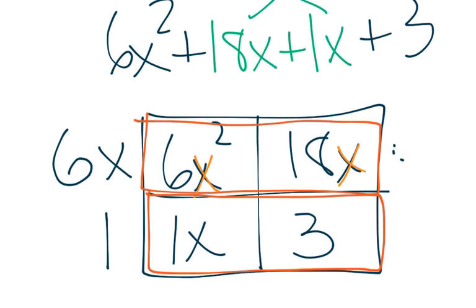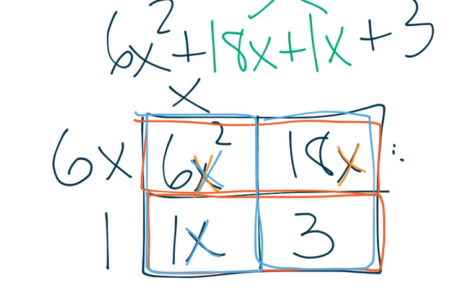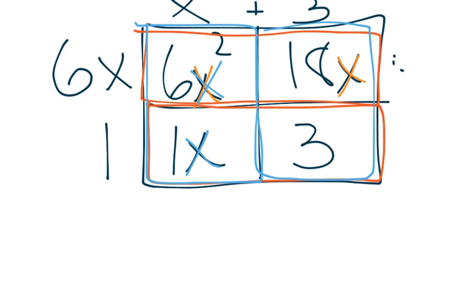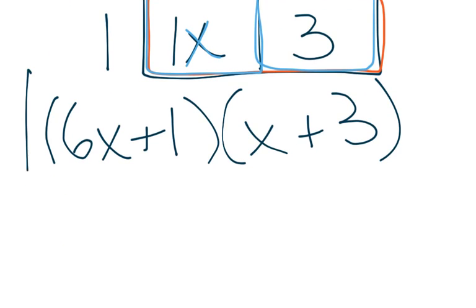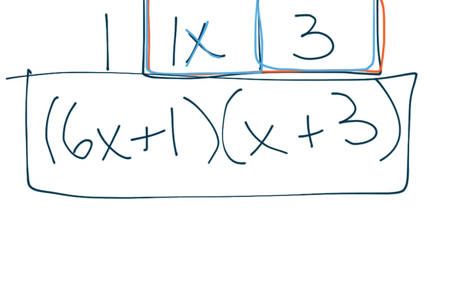Now we're going to go down. We have 6x squared and 1x, and they both have an x in common. So we're going to write x up here. And then we have 18 and 3, and they're both multiples of 3, so we're going to write 3. So here are our two factors. We have 6x plus 1, the one on the side right here, and then we're going to write x plus 3. And that's our second factor. And this is our final answer.